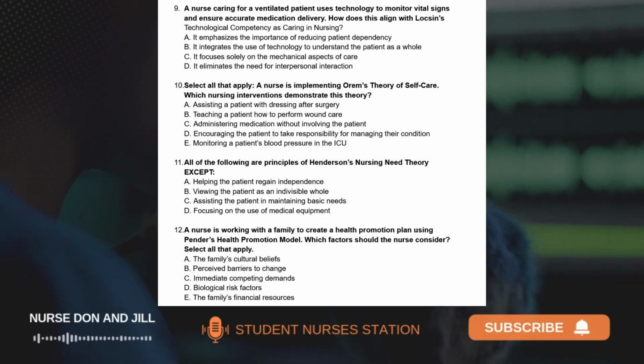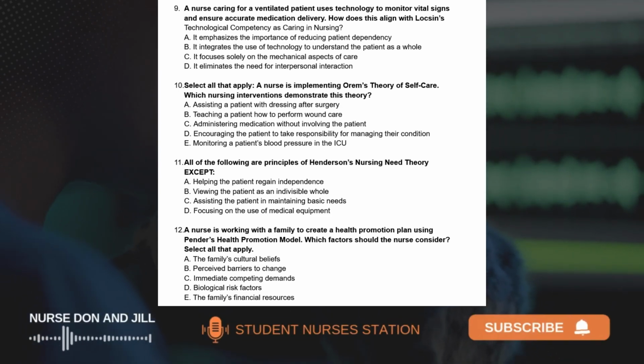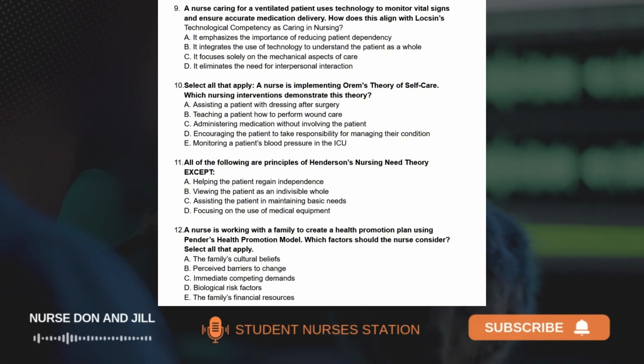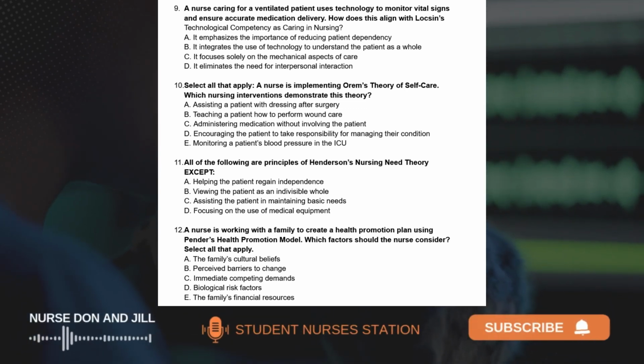Right. And what about B, perceived barriers to change? You know, if a family feels like healthy choices are impossible, they're not going to be very motivated. That's true. We need to understand what's standing in their way. Exactly. Maybe they don't have access to healthy food, or maybe money is tight. We have to understand their specific challenges.